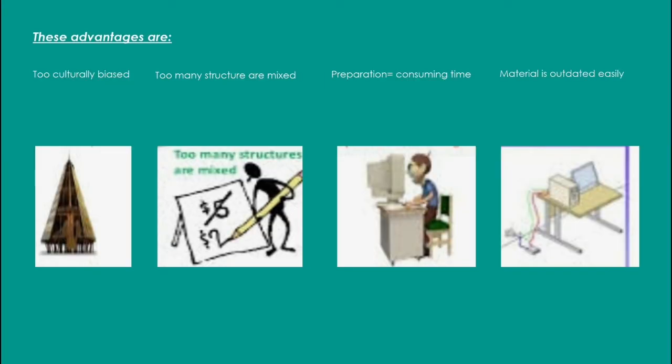The disadvantages are: too culturally biased, too many structures are mixed, preparation is time consuming, and materials are outdated easily. When we say culturally biased, it is described as discriminative. There is a lack of group integration of social values, beliefs, and rules of conduct. Too many structures can be mixed, so lower level students might have a hard time decoding the text. Special preparation is necessary, which can be time consuming.